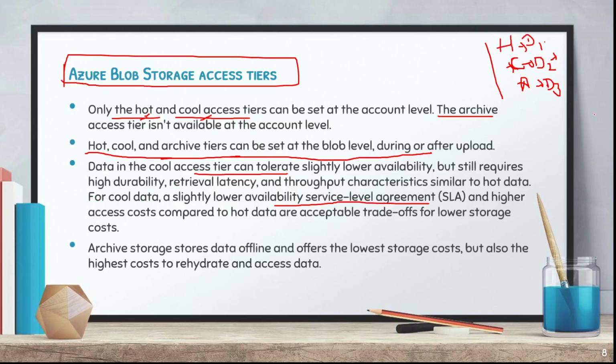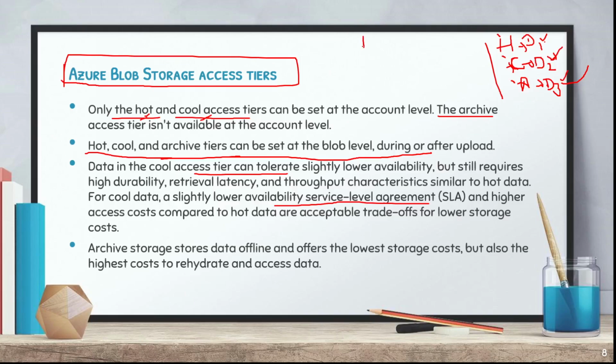And let's say if you want to access your data from archive, it will cost you very much. See, storing the data in hot is expensive, cool is less expensive, and archive is even less expensive than cool. But the retrieval of data is the lowest here, higher here, and higher still here.